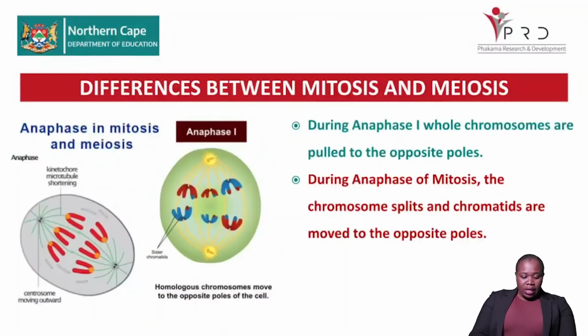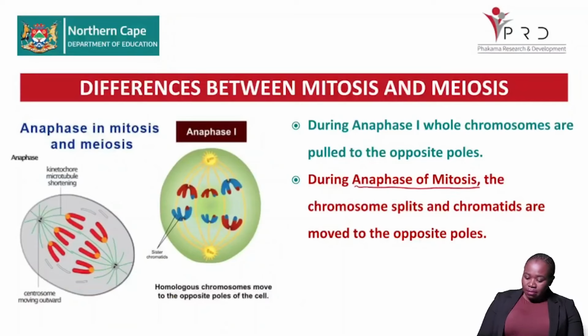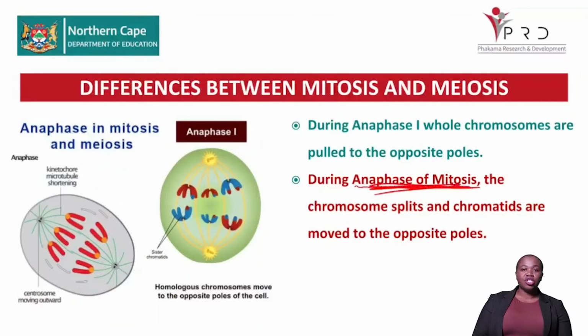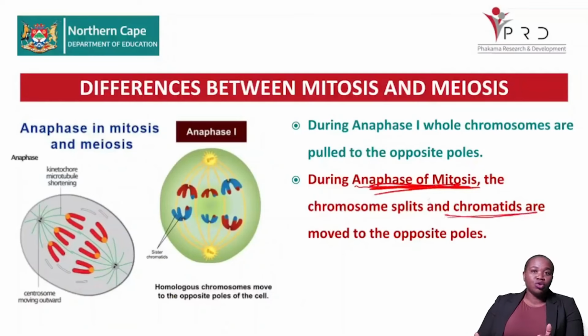And then in anaphase, when we look at anaphase, we can see that whole chromosomes are pulled to the opposite poles, right, in anaphase 1, whereas in mitosis, we do not have two divisions. We do not have mitosis 1 and mitosis 2, only mitosis. So during mitosis, it is the chromatids that are going to be pulled to the opposite poles, which then takes us back to that thing whereby we say mitosis is similar to meiosis 2. Because in meiosis 2, it's chromatids that separate.